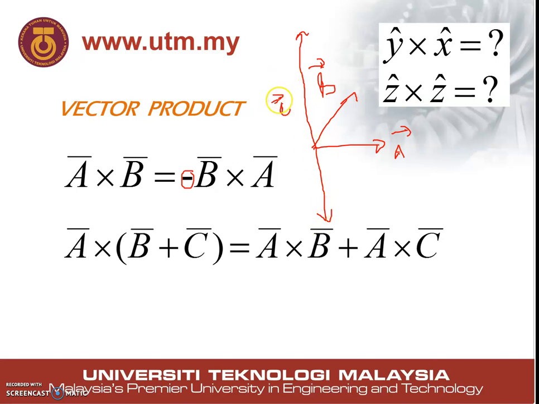So this one is actually minus C because it is in the opposite direction. That's why we have the negative here to show the opposite direction. And it obeys the distributive law, where A cross B plus C is actually the same as A cross B plus A cross C.